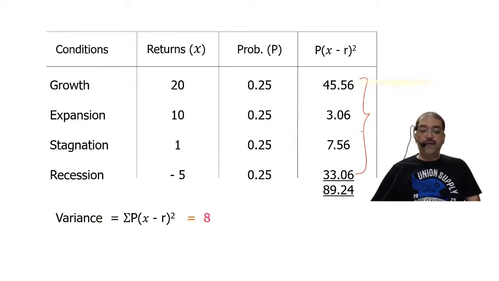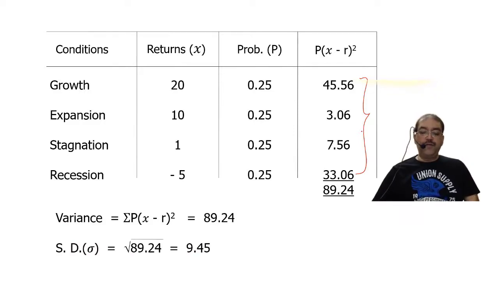So the variance is equal to summation of P into X minus R the whole square. That is coming to 89.24. The standard deviation will be equal to square root of 89.24. That is 9.45.